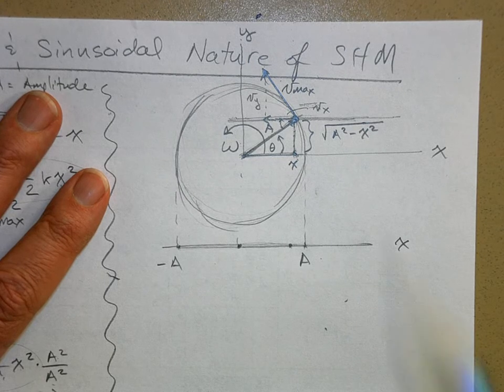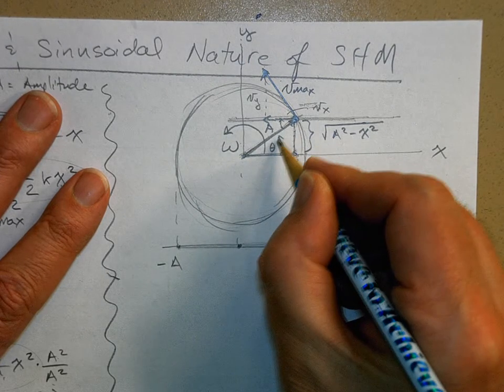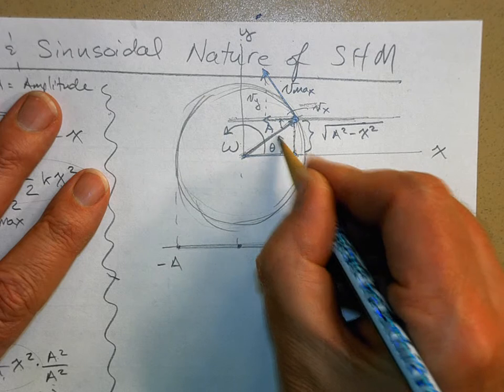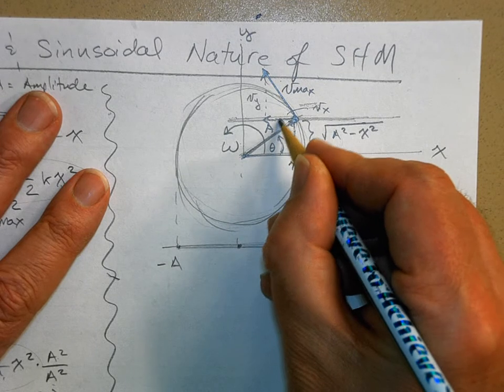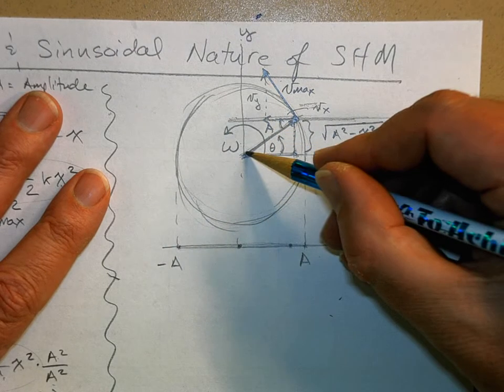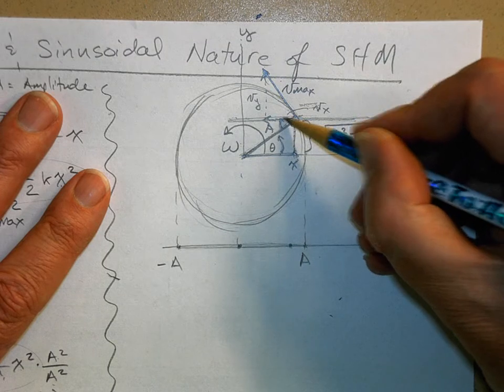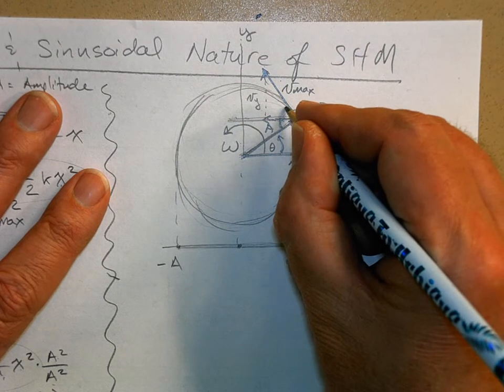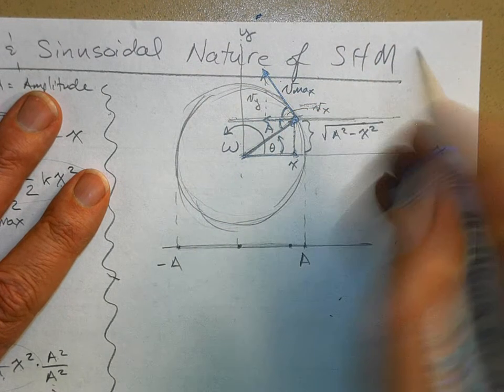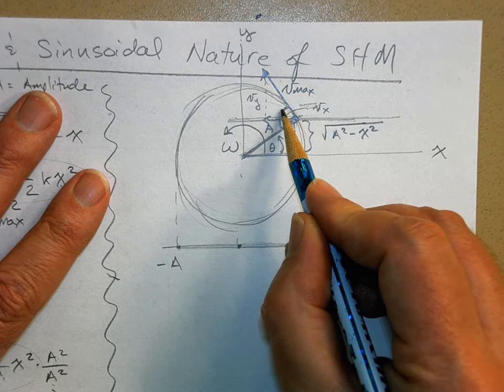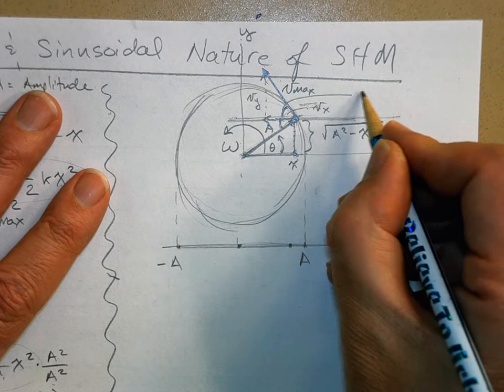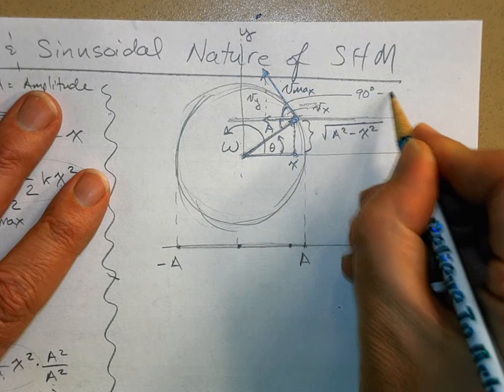Okay. Now, if this is theta here, then this is theta here. But A and V make a 90-degree angle. So this angle right here is 90 degrees minus theta.